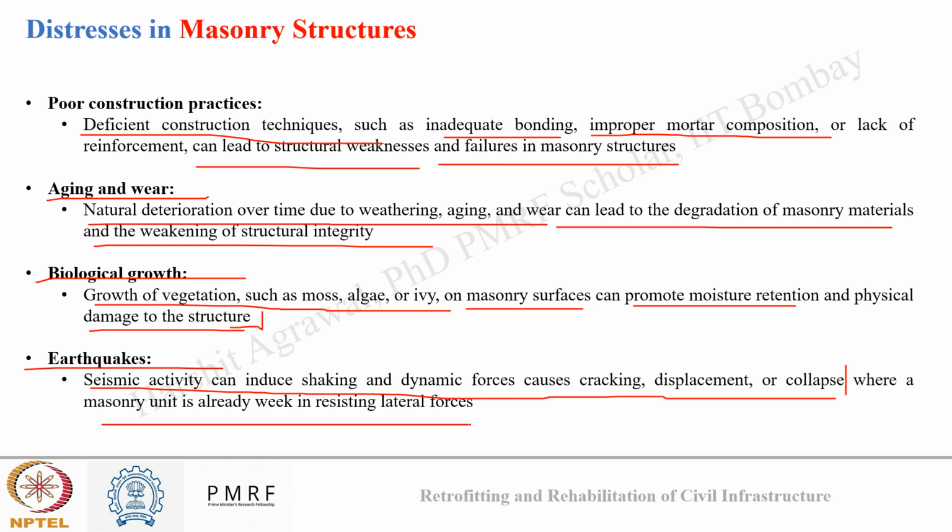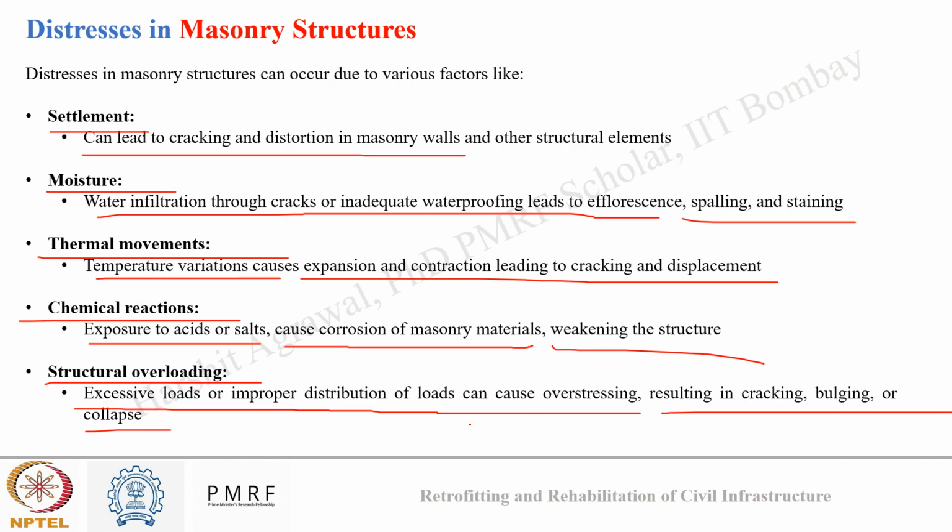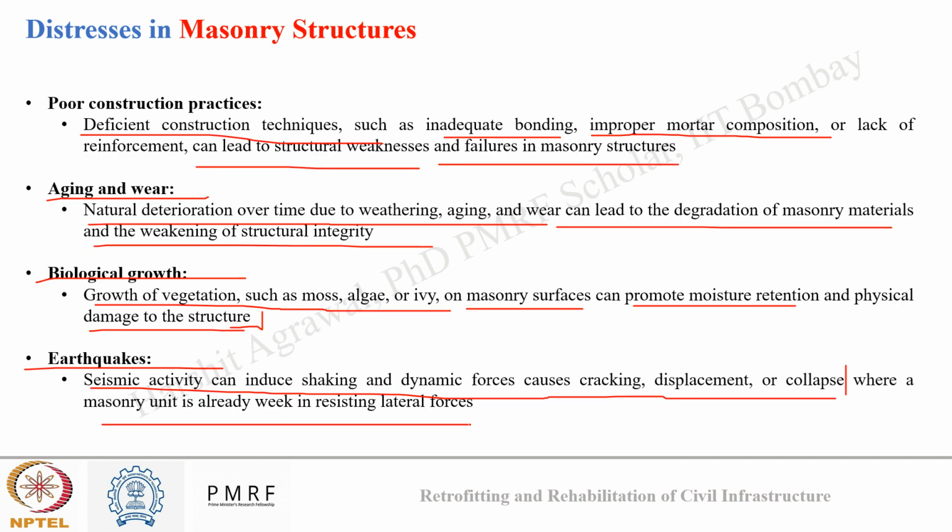Okay. Now, these were around 9 to 10 different reasons for how distress can occur in the masonry structure. But just knowing the reason for degradation is not enough. We also need to know how degradation causes distress and how these distresses appear on the masonry structure, so that as a consultant we can decide a suitable repair method.